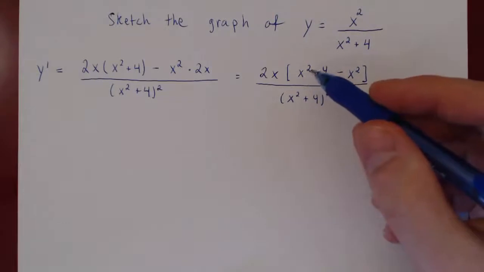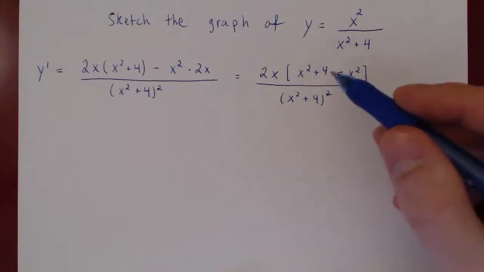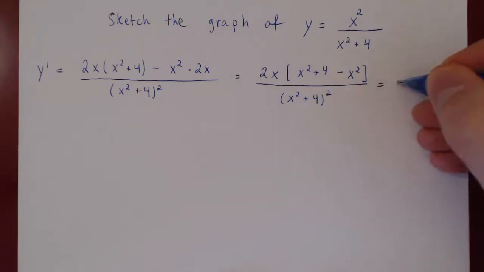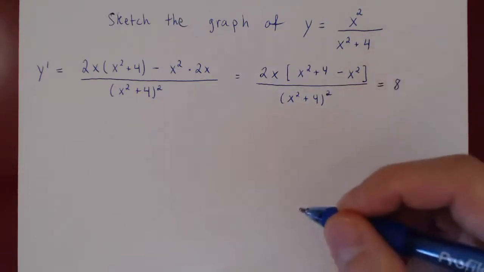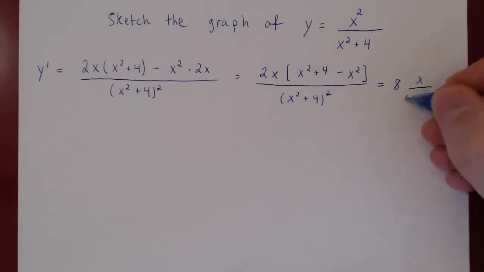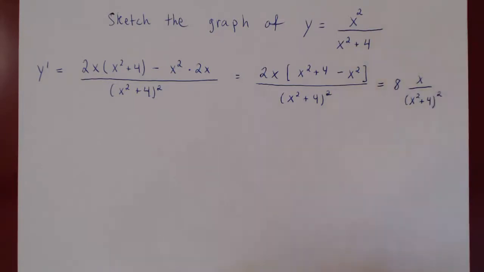Well, this simplifies quite nicely. x squared minus x squared is 0. And you have a 4 times 2x. This is an 8x. And we'll leave 8 up front as a constant multiple. And we're left with 8 times x over x squared plus 4 squared. So we now have our first derivative.